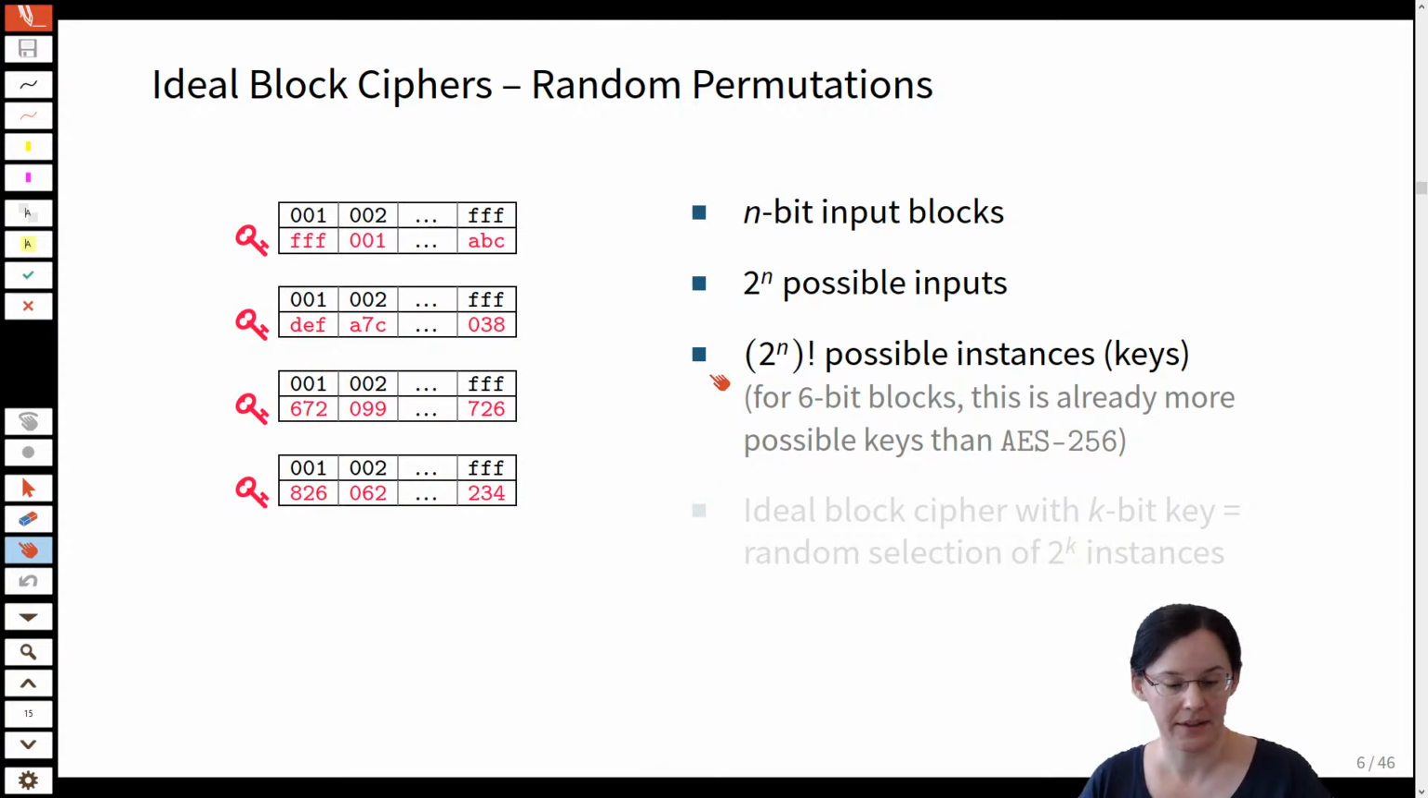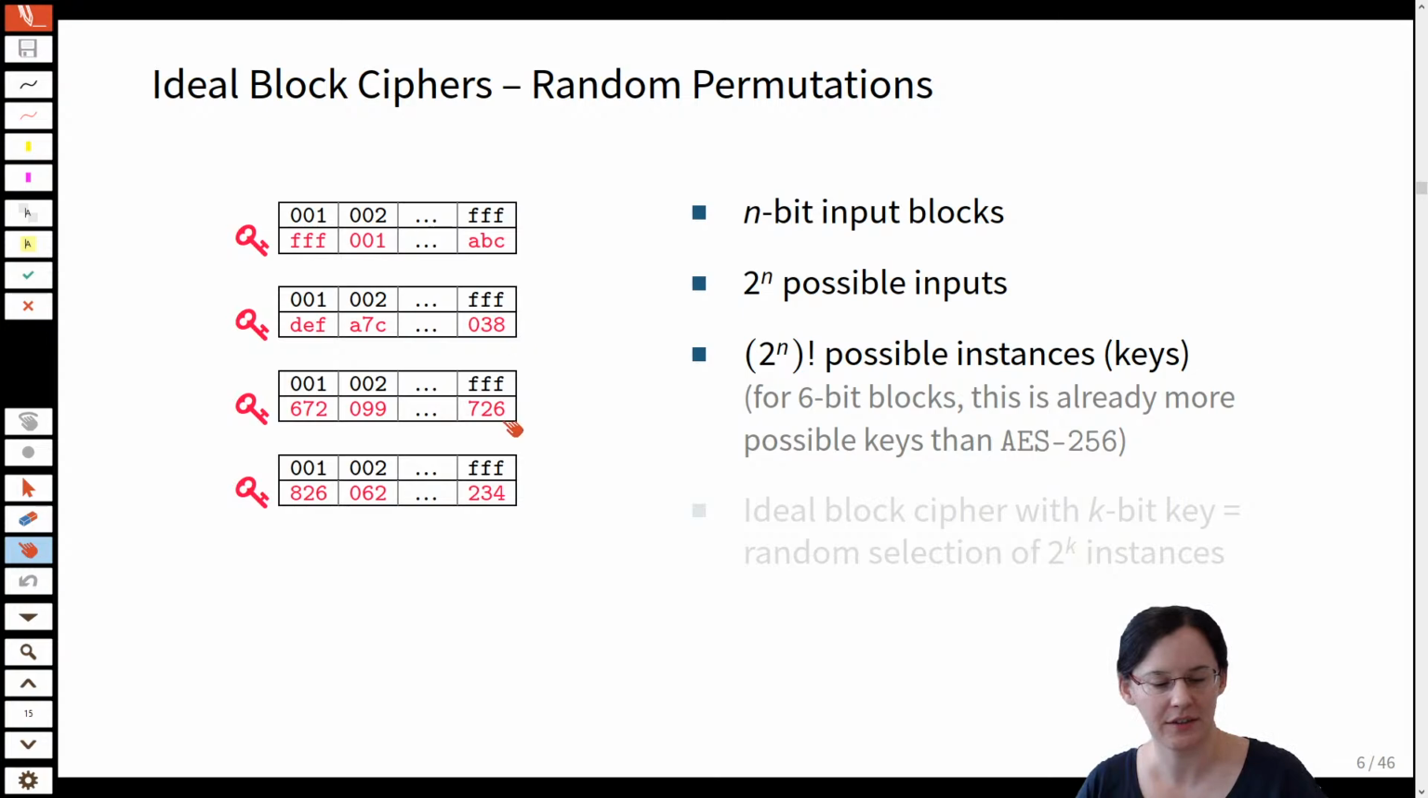And this number actually grows very, very fast. So if we only consider 6-bit blocks, which is less than 1 byte, so here you already see 3 bytes, so this is like less than 1/3 of what you see here. For such small blocks, there are already more possible translation rules than there are keys for AES 256.